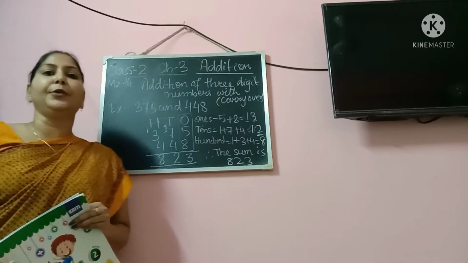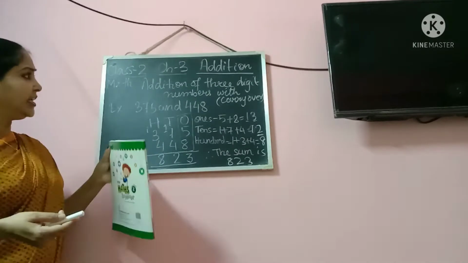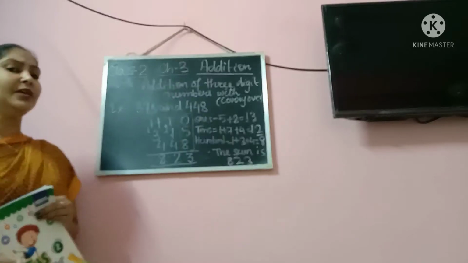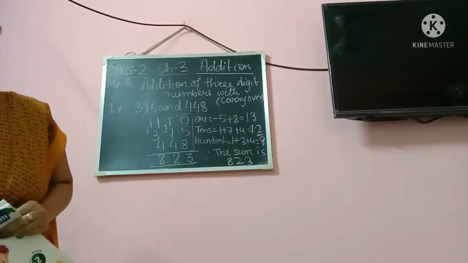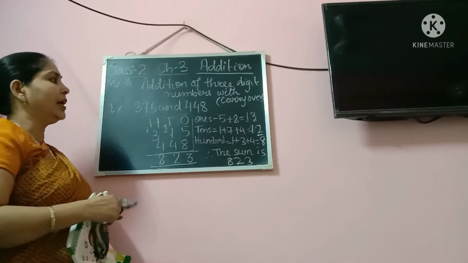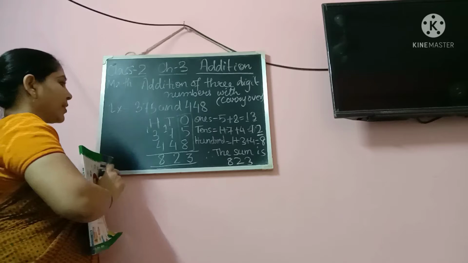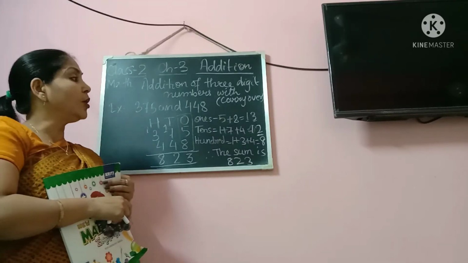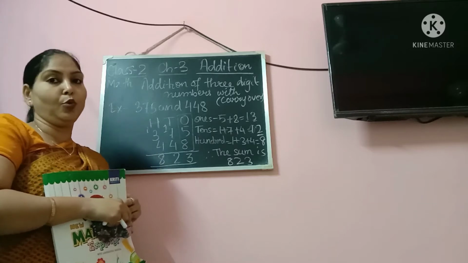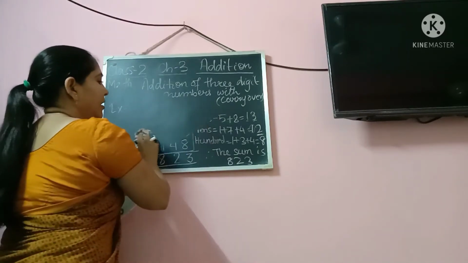So this is how we do the addition of three-digit numbers with carrying over. Okay. Now let us do the next. Let's try to understand with one more example of the same kind. So I am rubbing this. What you will be doing? You will copy this example in your CW copy. Okay. So let's take the second example.